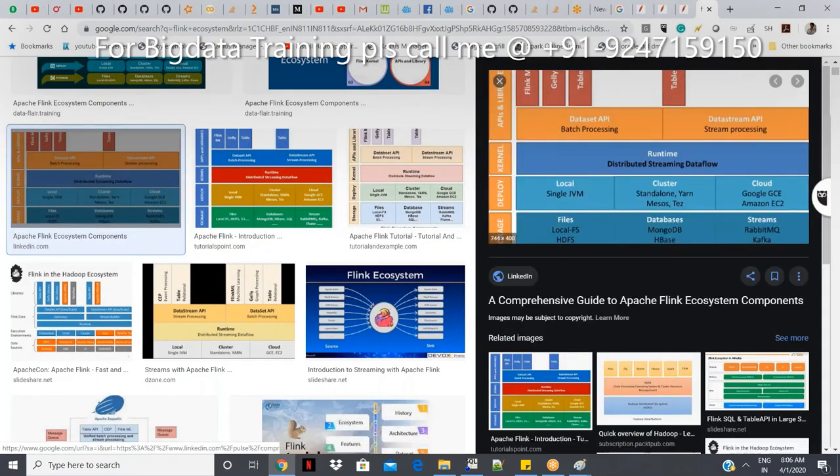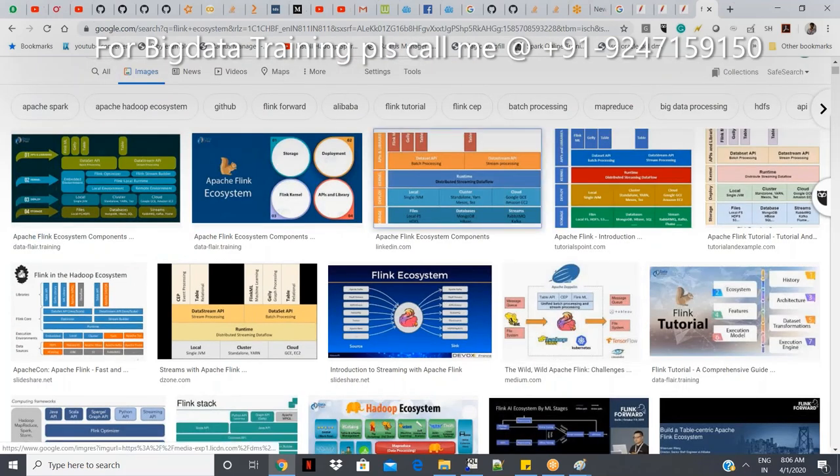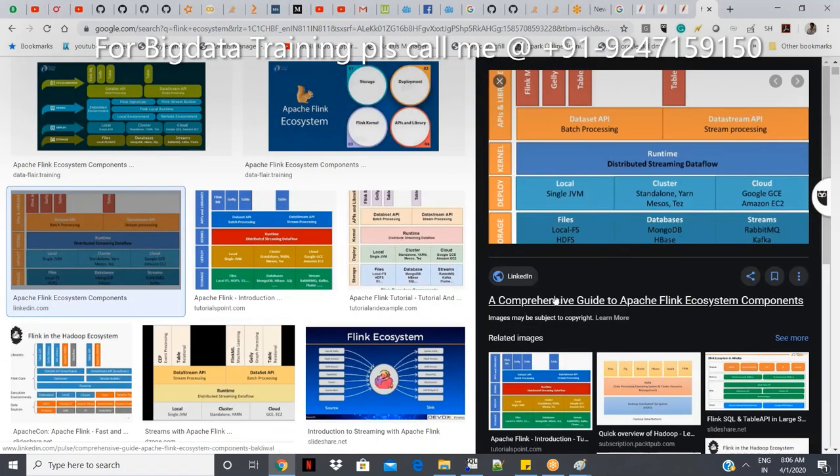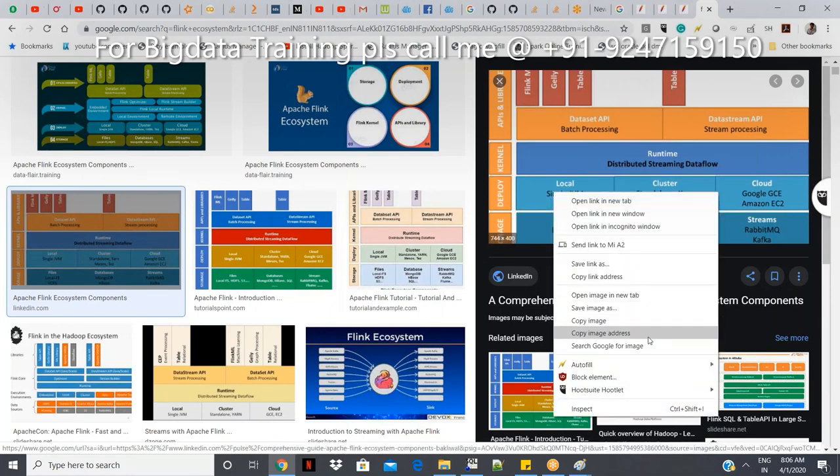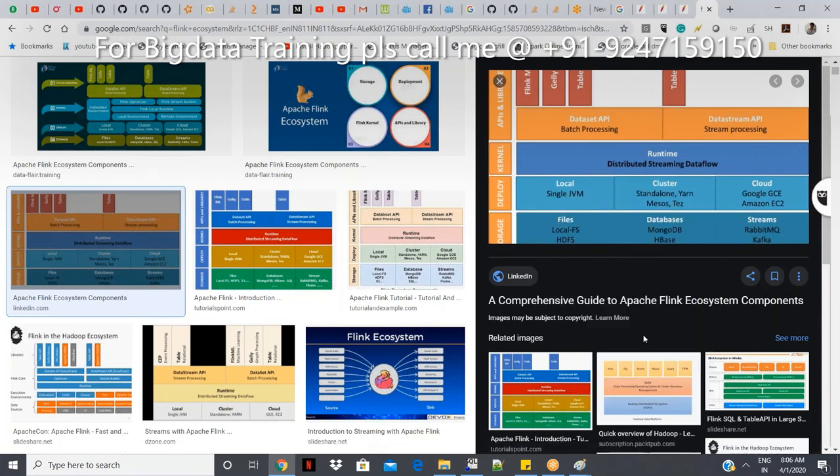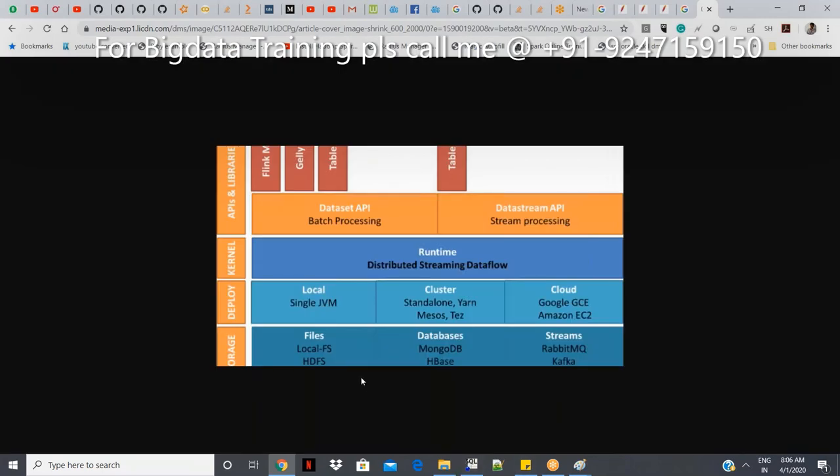Here, for example below, what is this storage? Storage means to store some data. This is storage. It may be either HDFS or any other storage. Then distributed processing, that means resource allocation. At that time you are using either YARN or Mesos or any other thing. It will support many other things, but mainly YARN and Mesos.